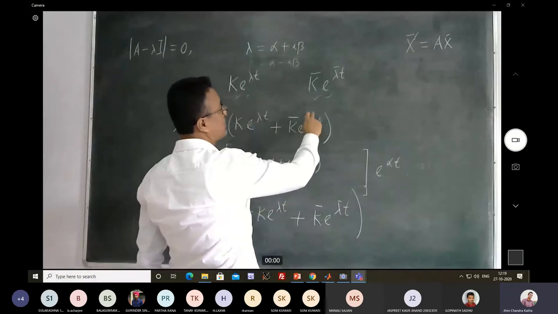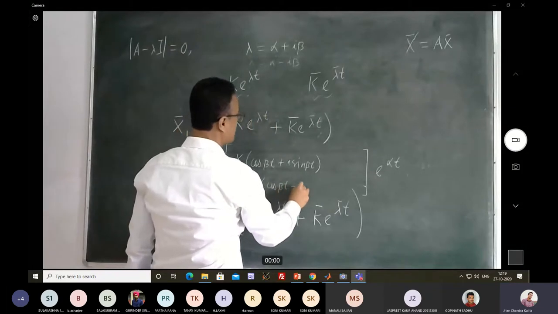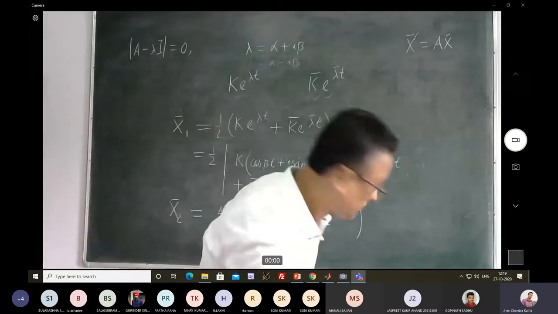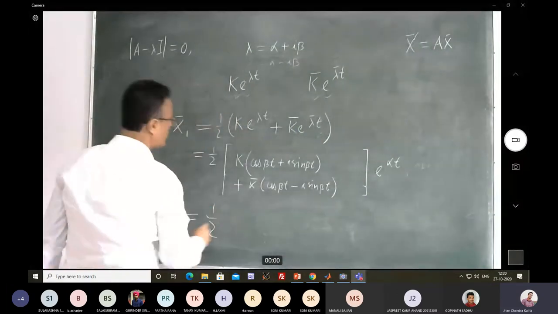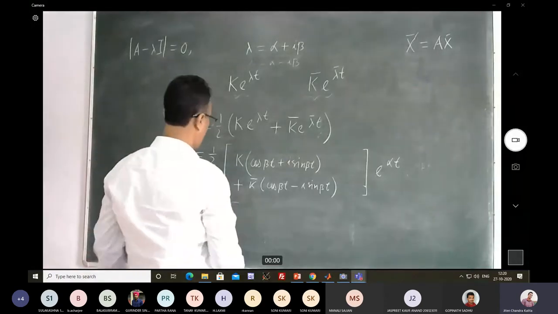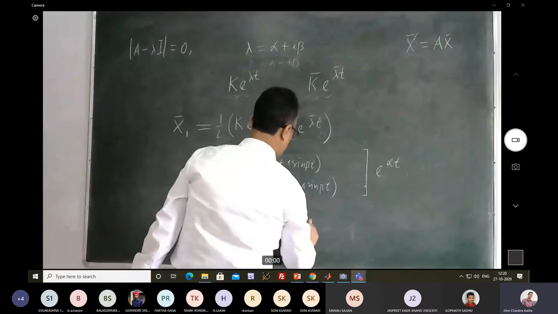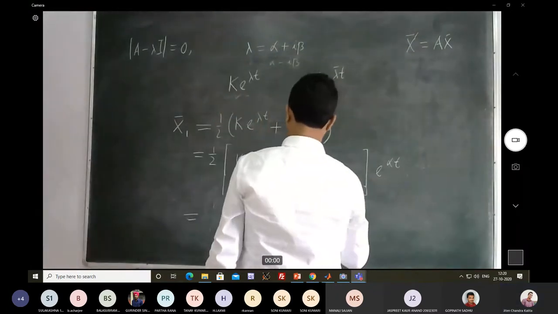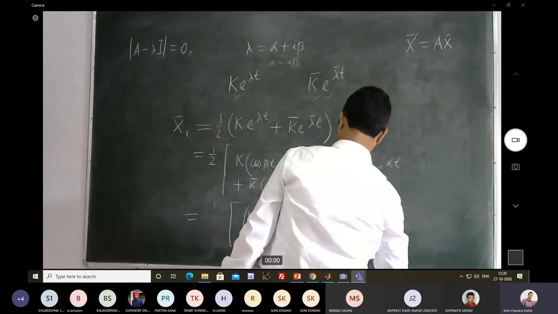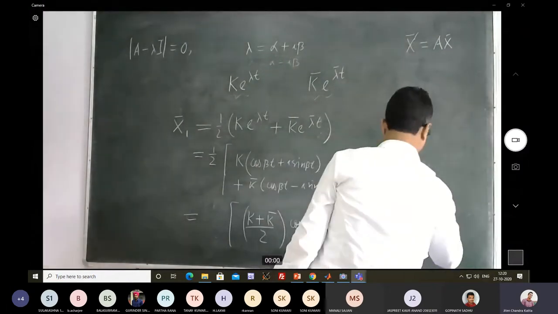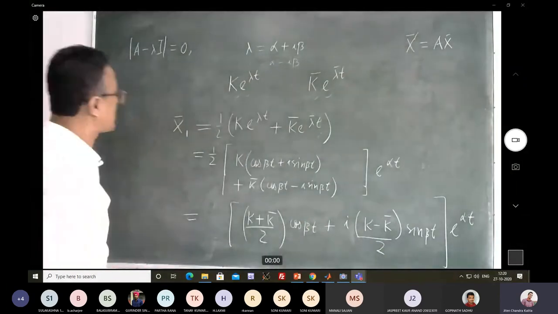So similarly, when I am using lambda bar t, that is going to give me plus k bar into cos beta t minus i sine beta t, isn't it? Okay, I'll come back to this later on. Fine. So now this is going to give you this. You can see, let me write it like this. Is it okay? Fine. I'll just stop there. I'll come back to this later on. But let me concentrate on the other one.